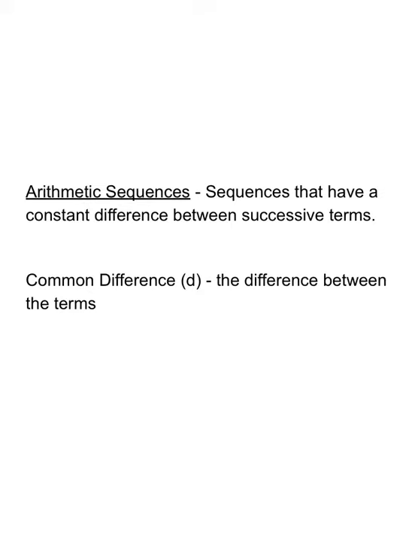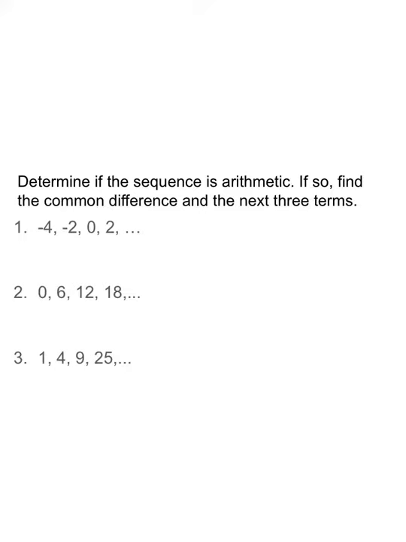Okay, we have a few definitions we're going to start with. Arithmetic sequences are sequences that have a constant difference between successive terms. So we know that the term constant means the same, just like in a linear function. And successive just means in order. And common difference, which we're going to use lowercase d to stand for, is the difference between the terms. And we're going to be finding those throughout the lesson.